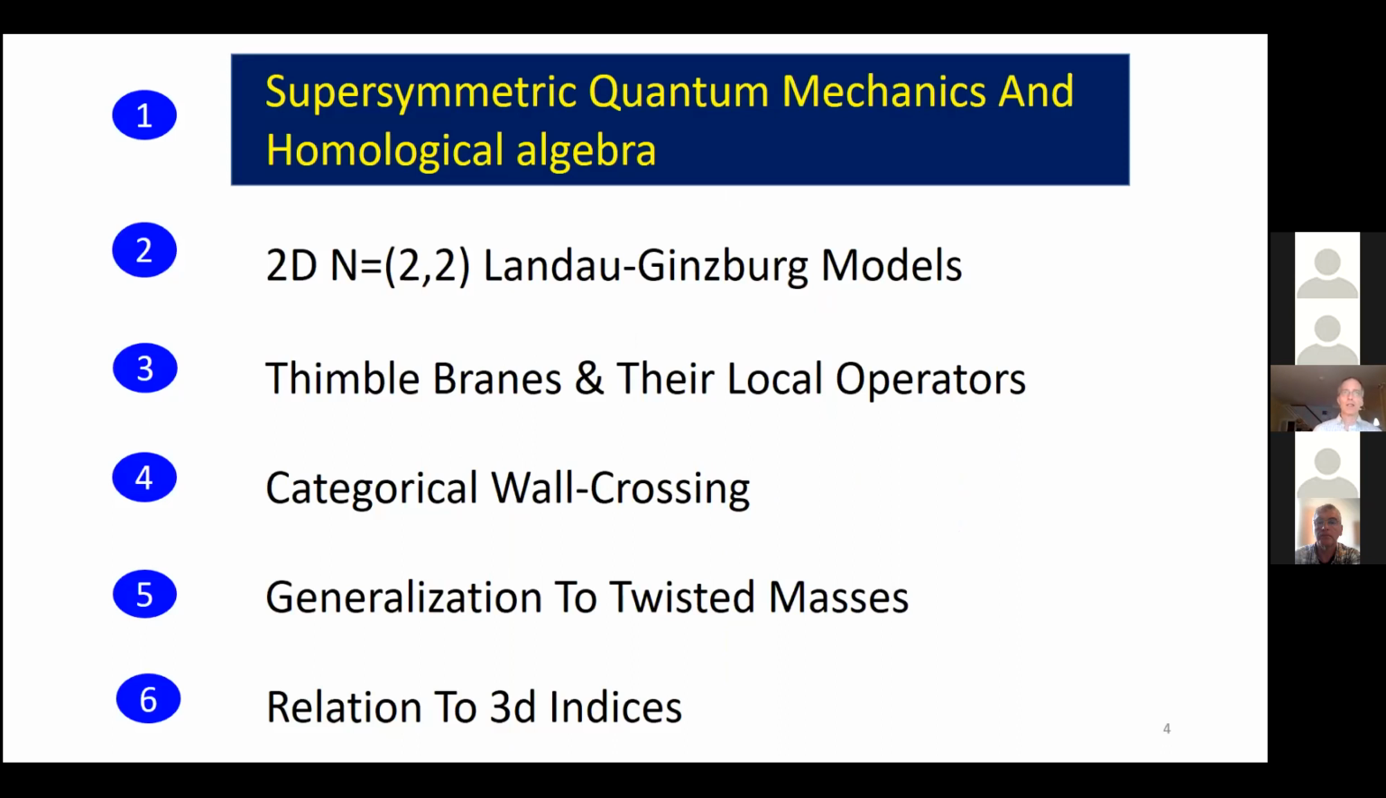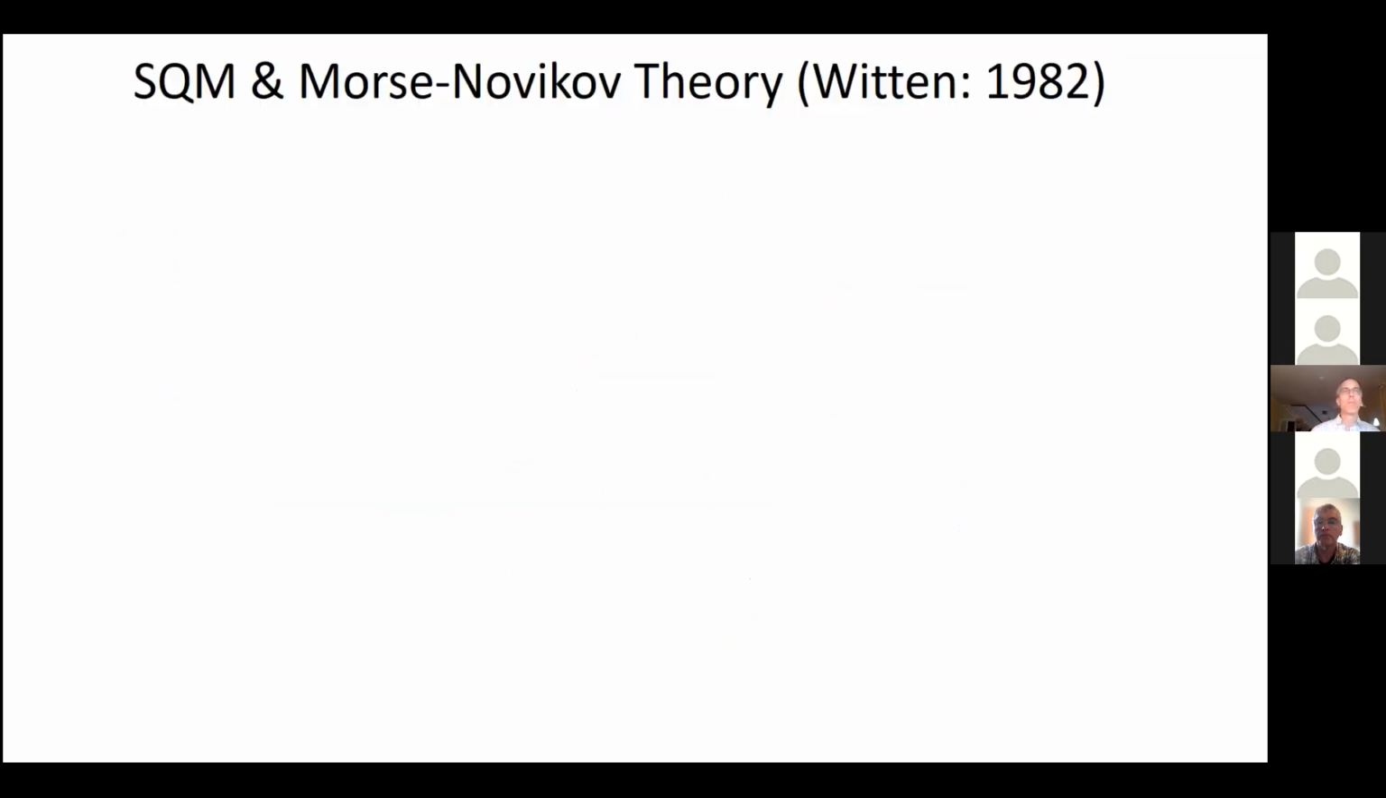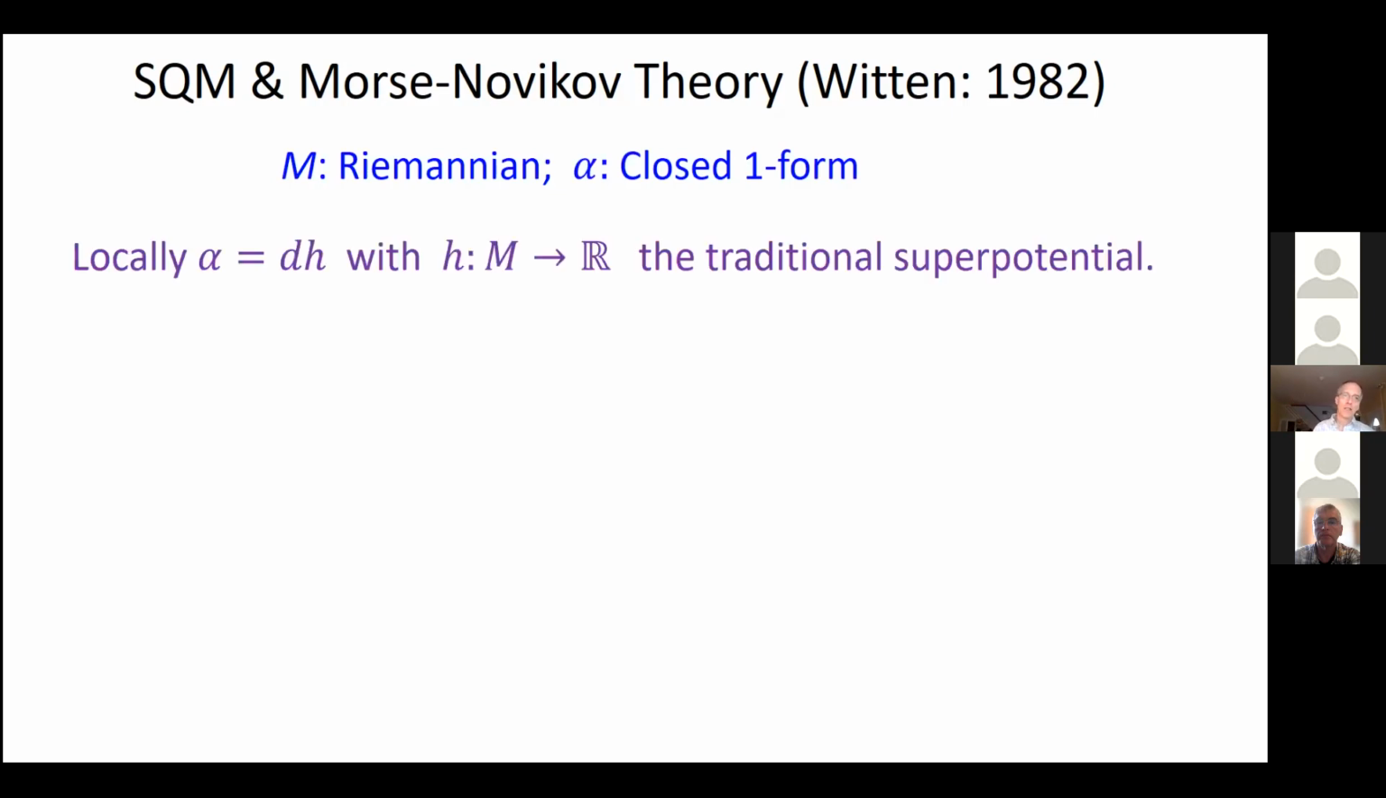So let's start simple by recalling the relationship between supersymmetric quantum mechanics and homological algebra. In particular, the foundational and basic observation of Witten relating supersymmetric quantum mechanics and Morse theory, or more important for today, Morse-Novikov theory. So to formulate the supersymmetric quantum mechanics, you choose a Riemannian manifold, M, and alpha, which is a closed one-form. So now locally, alpha is dh of a real-valued function.